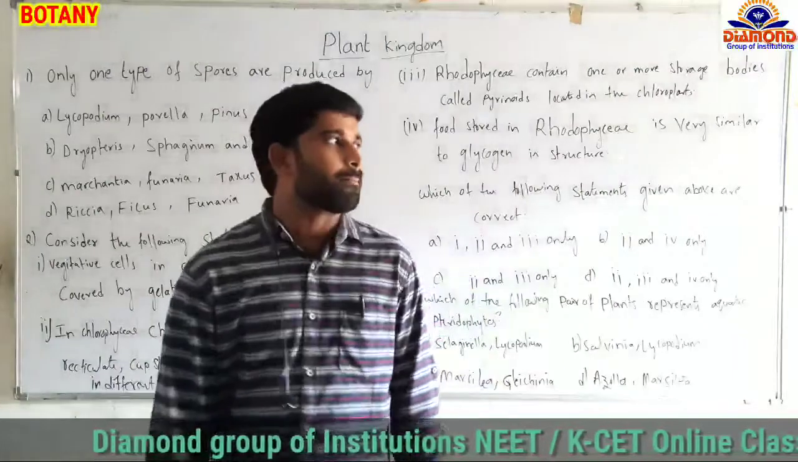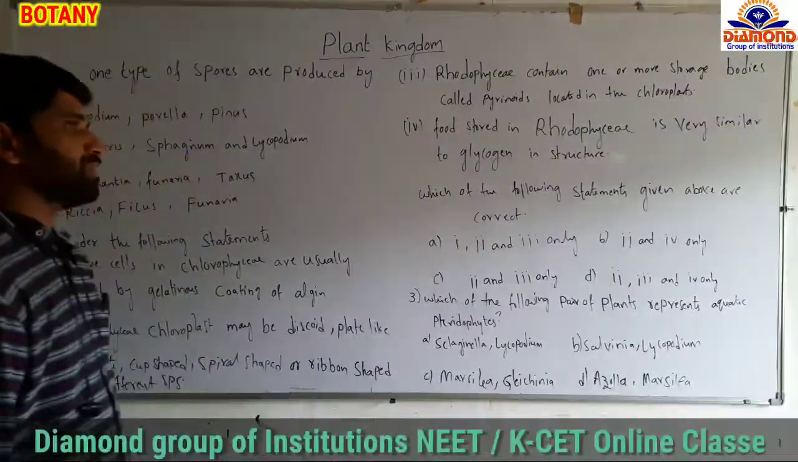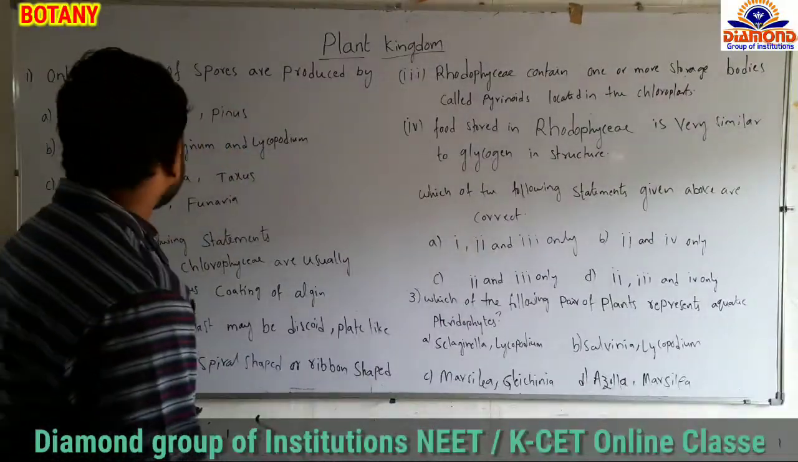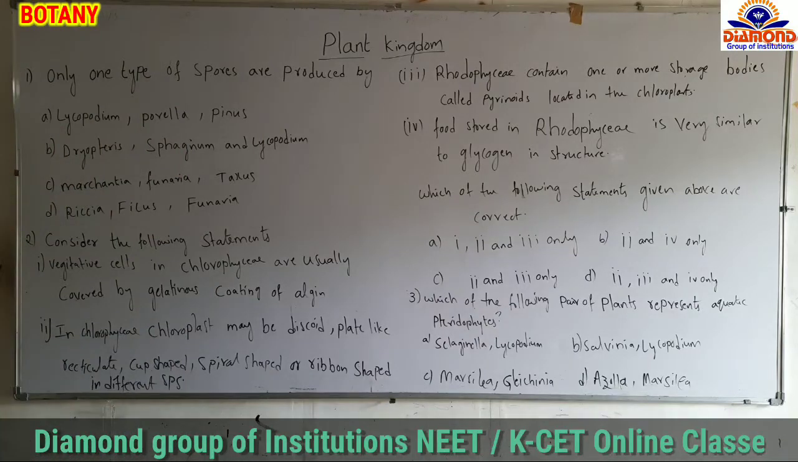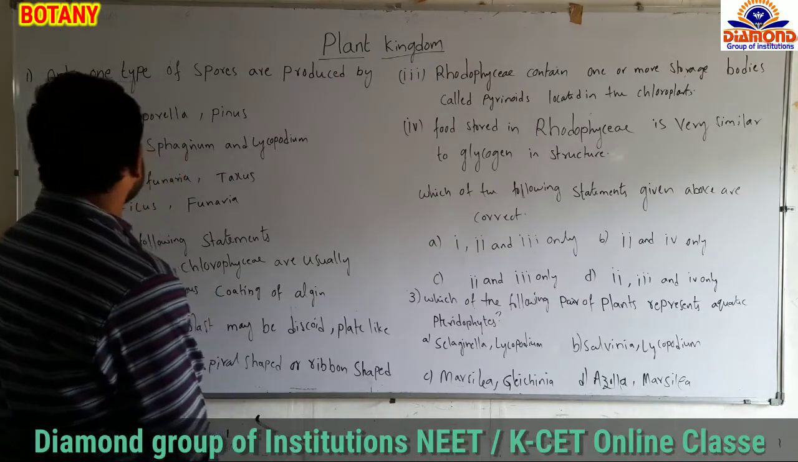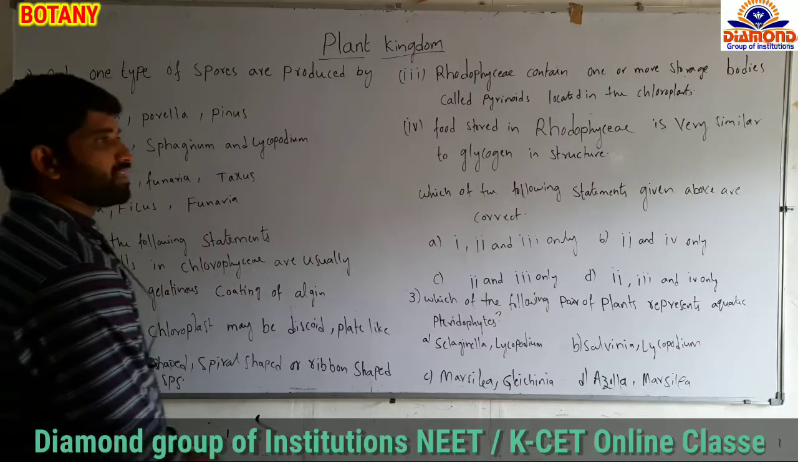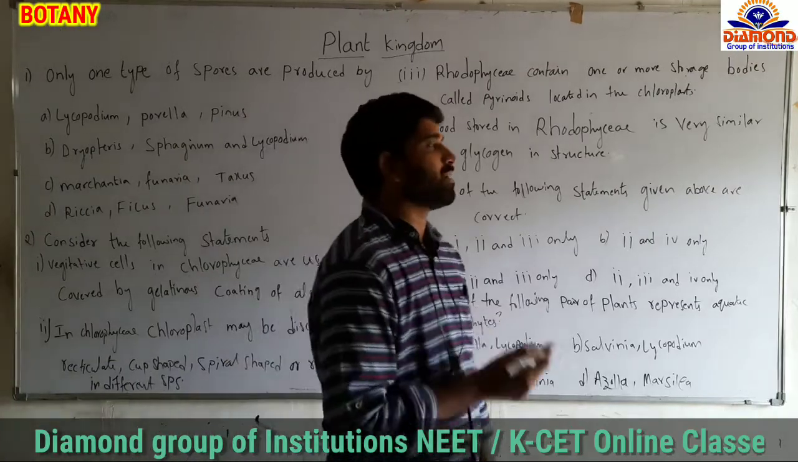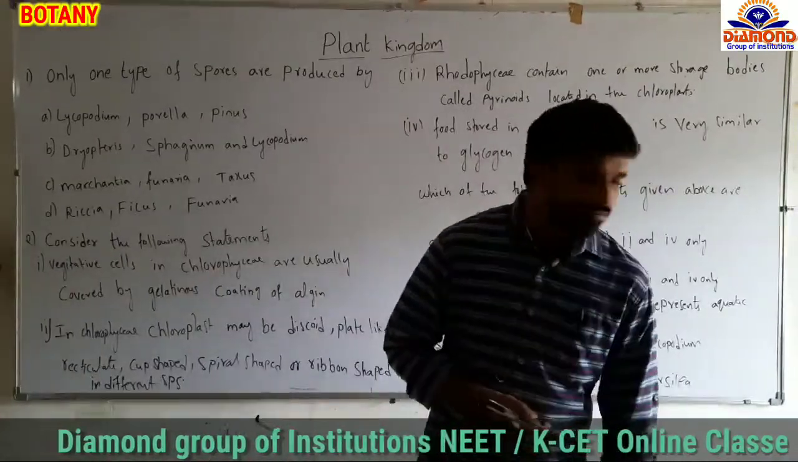Today's class is Plant Kingdom. In the Plant Kingdom, we have discussed some questions. First question: only one type of spores is produced by which of these? They have given us some examples in this question. Which are the examples that can produce one type of spores?